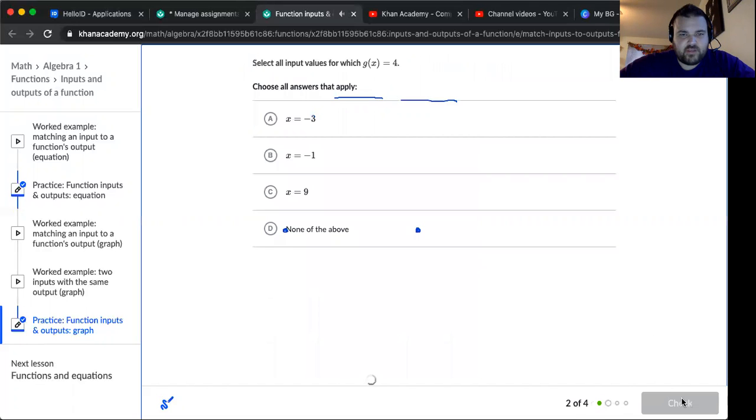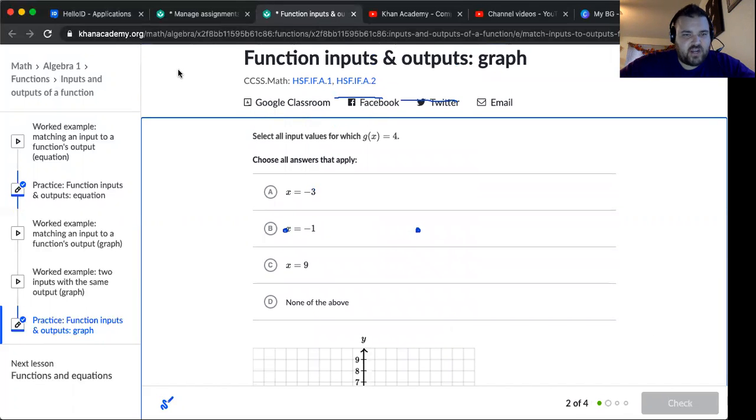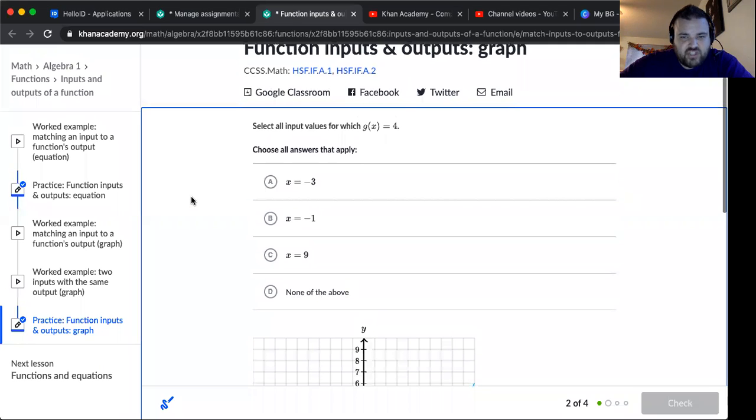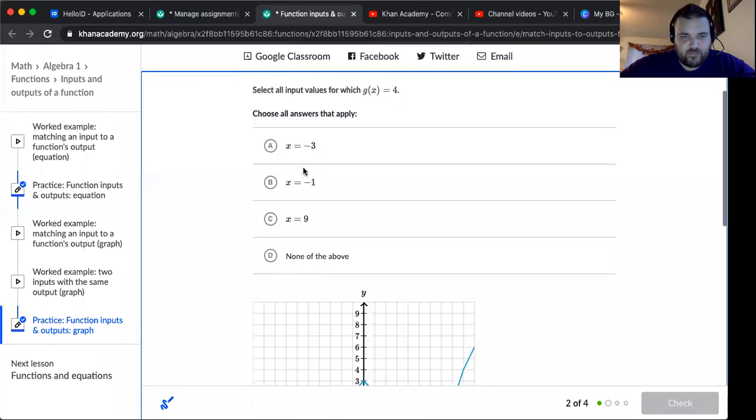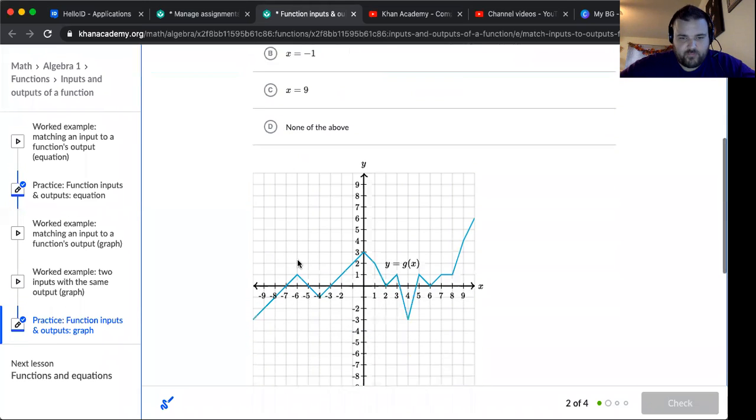All right, let's go ahead and take a look at another one. And in this section, not every single problem is going to look the exact same. There is a little bit more variety than some of the other sections in Khan Academy. Select all input values for which g of x is equal to 4. When they say g of x is equal to 4, what they're saying is when you take the g function and you put in some input, you get an output of 4. So select all the input values that give us an output of 4. And so it's going to be our job to look at this graph down below and figure out which of these input values are going to give us an output of 4.